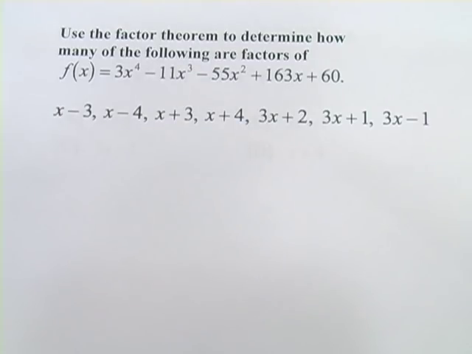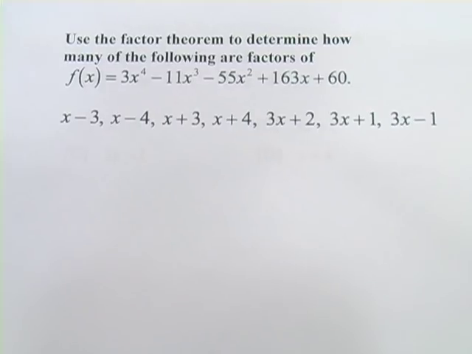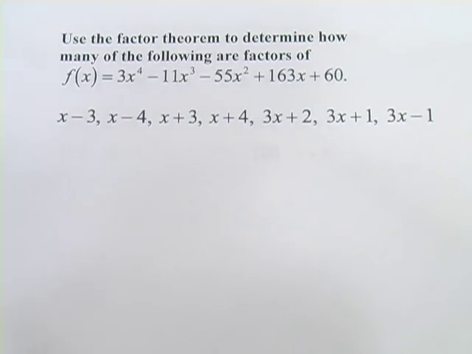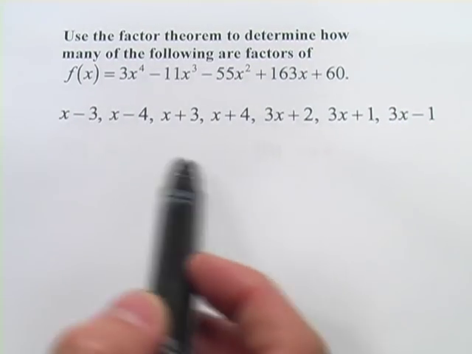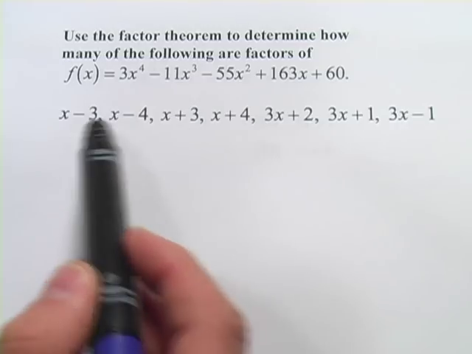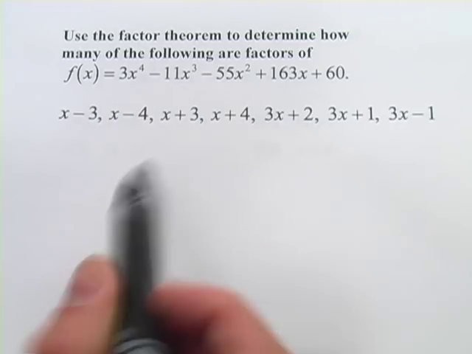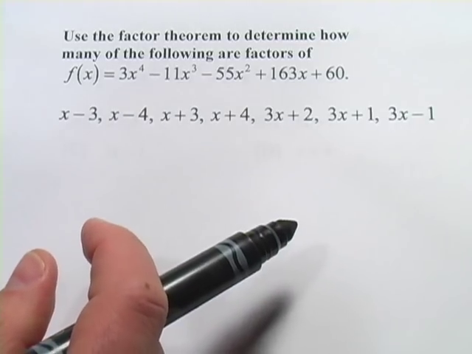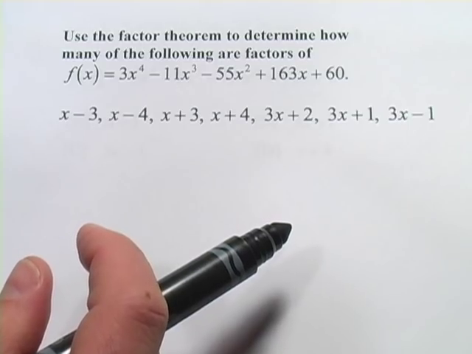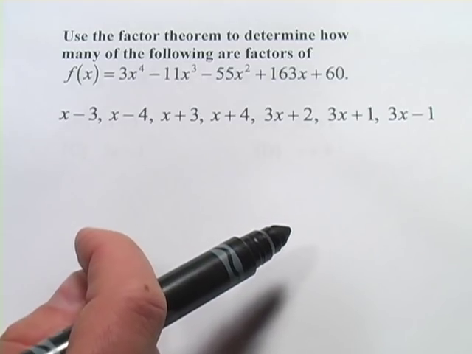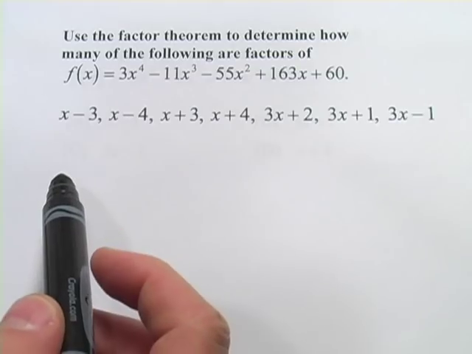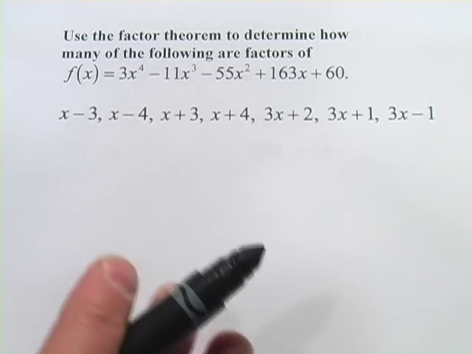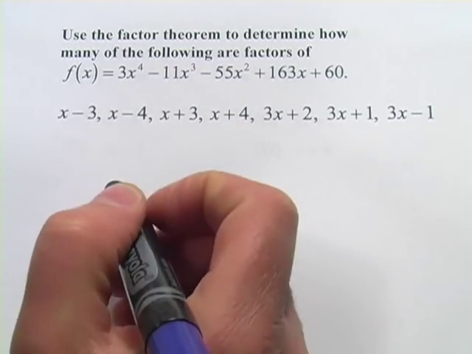Let's look at one more. Same business here. It says use the factor theorem to determine how many of the following are factors. And you're going to do the same thing. Set up your synthetic division and test each one of these. 1, 2, 3, 4, 5, 6, 7. So you've got 7 to test there. As you can see, these problems are quite a lot of work. But we'll do just a couple here to get you started on your way, and we'll let you do the rest of them.